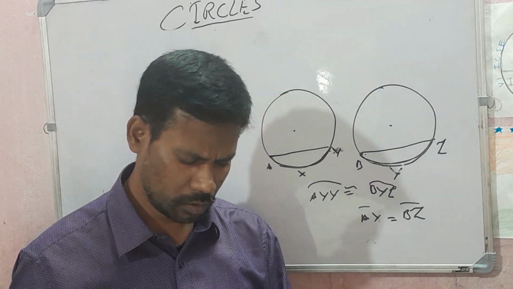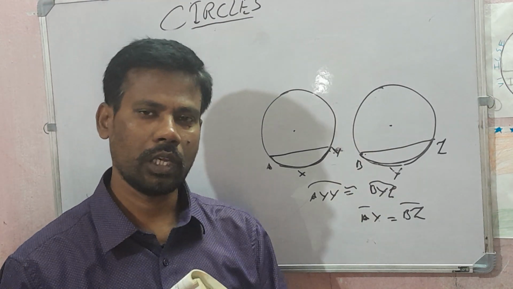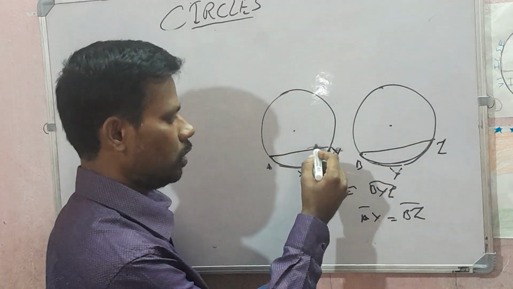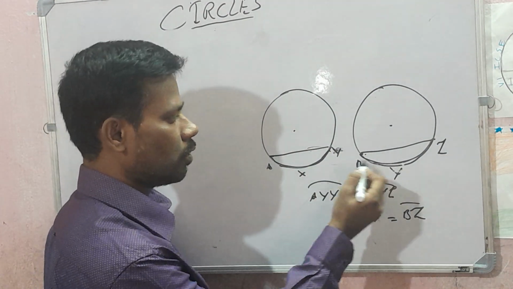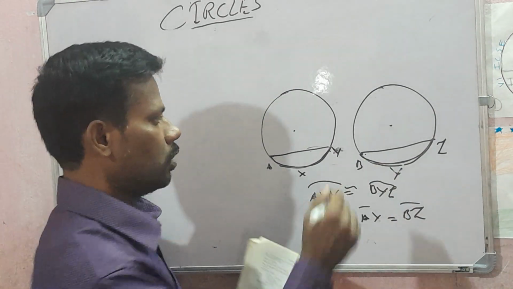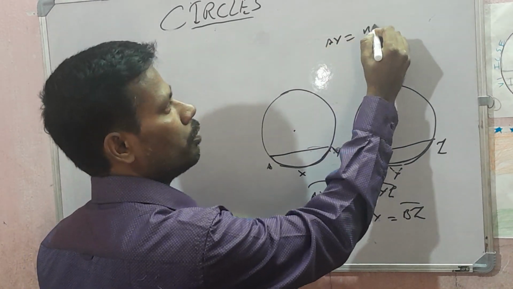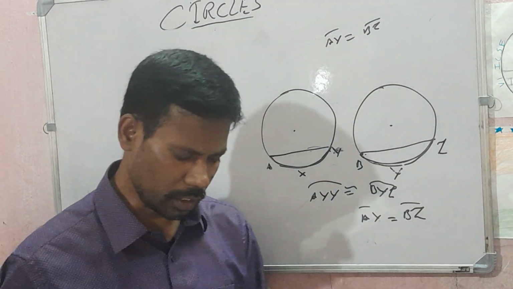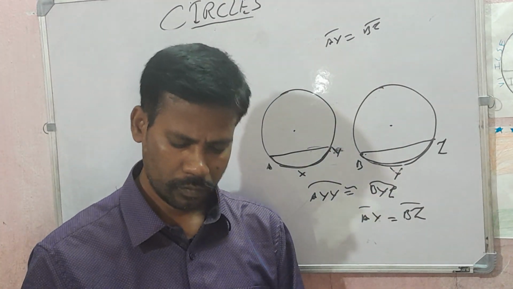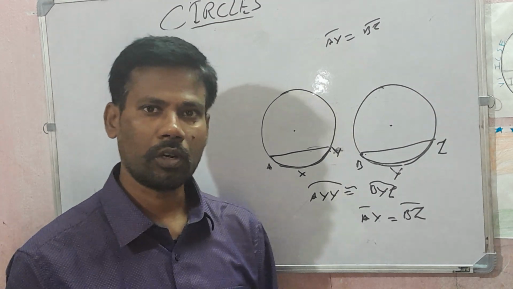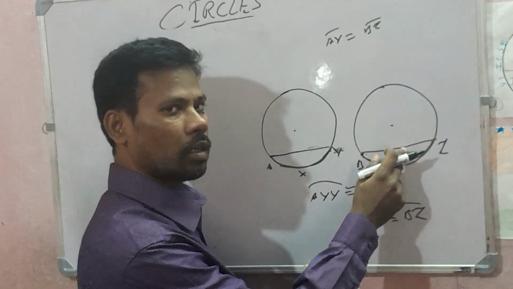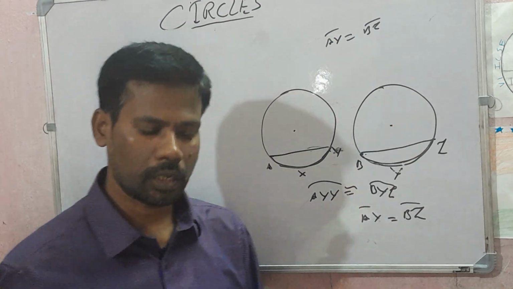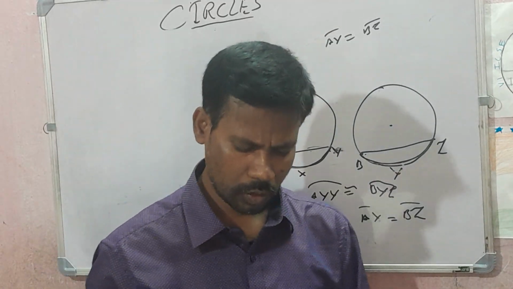Next, what is the reverse of this? If the chords are equal, just go opposite to this. If the chords are equal, then the arcs are equal. Suppose AY is equal to BZ, then arc AYZ is equal to arc BYZ. That's it. Are you following what I am saying? If two chords are equal, then the corresponding arcs are equal. If the arcs are equal, then the corresponding chords are equal. Just reverse.